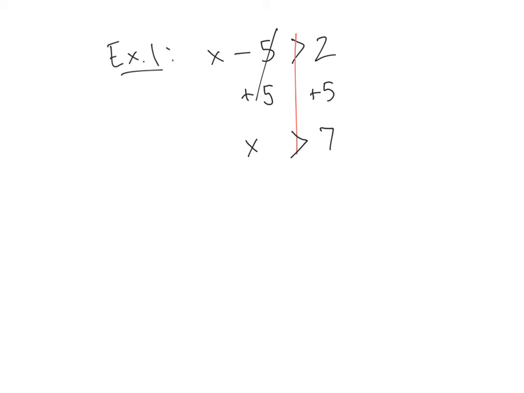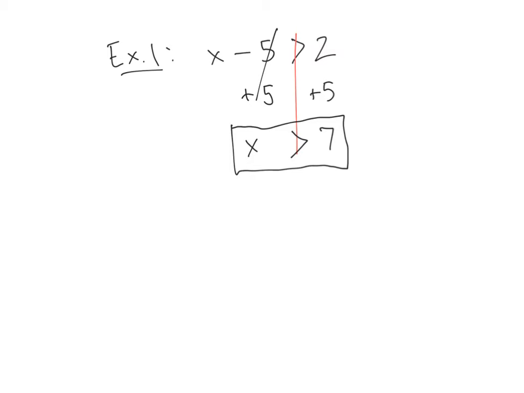And what that means is that any number that's bigger than 7, if I picked it, the left-hand side is going to make something that's greater than 2. For example, if I picked 8, 8 minus 5 makes 3, which is greater than 2. Or if I pick 10, 10 minus 5 makes 5, which is greater than 2. So any x value that's greater than 7 is going to end up making that original inequality true in the end. So I know that my answer is x is greater than 7.